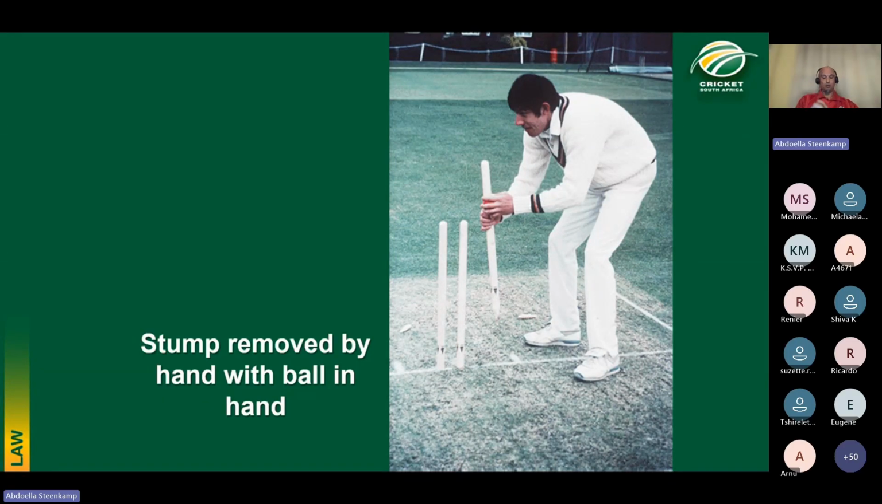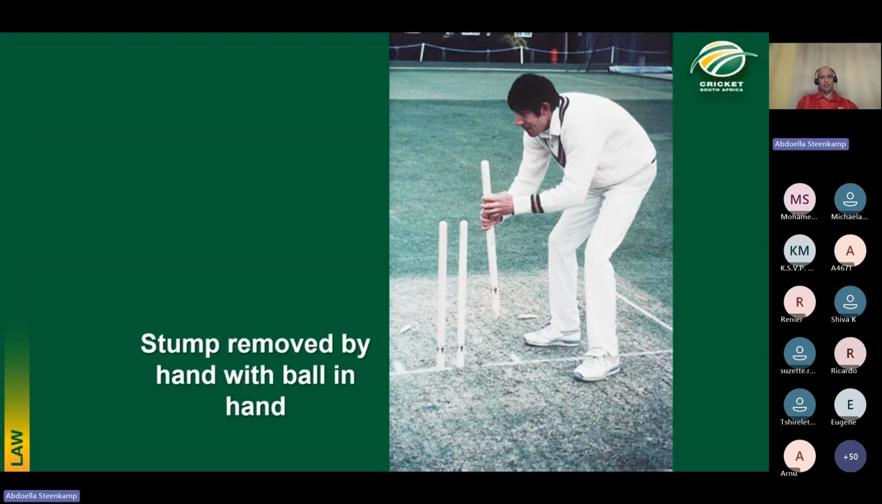If, while the ball was still in play, let's say the wind blew off the bails, another way is that the law allows for a fielder to put one or both bails back onto the stumps. That's another way you can put the wicket down.